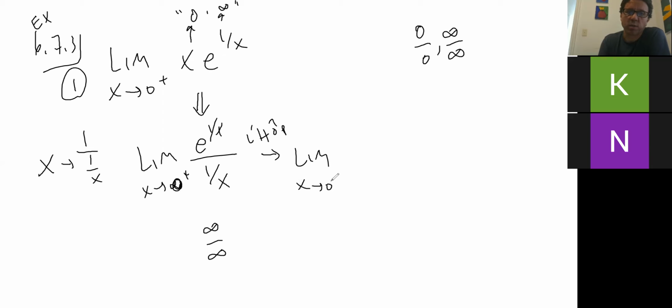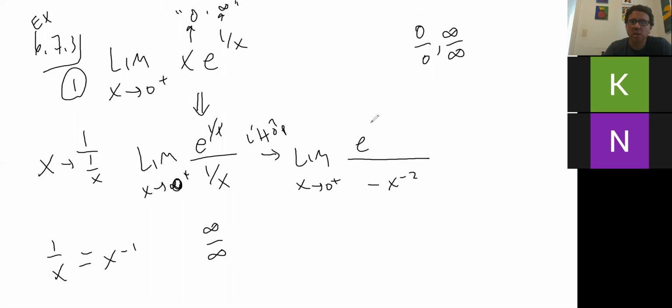So what does L'Hopital's rule say? It says take the derivative of the top and put it over the derivative of the bottom. The derivative of each of those pieces, well, 1 over x is x to the minus 1. So if you do the derivative of the bottom, you get minus x to the minus 2. You take the derivative of the top, well, derivative of the top is always the e, because it's an e, but then you multiply by the derivative of the power. And the derivative of the power is minus x to the minus 2. So it's a chain rule.